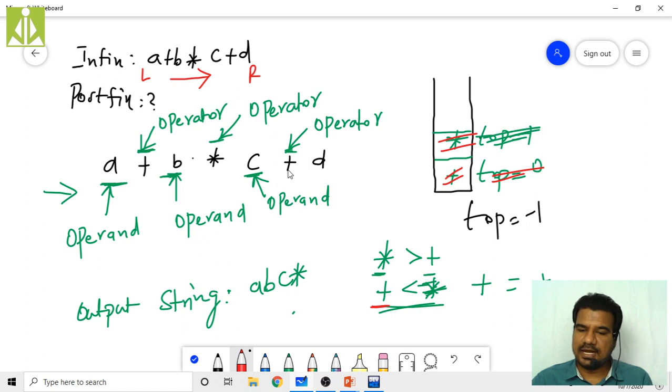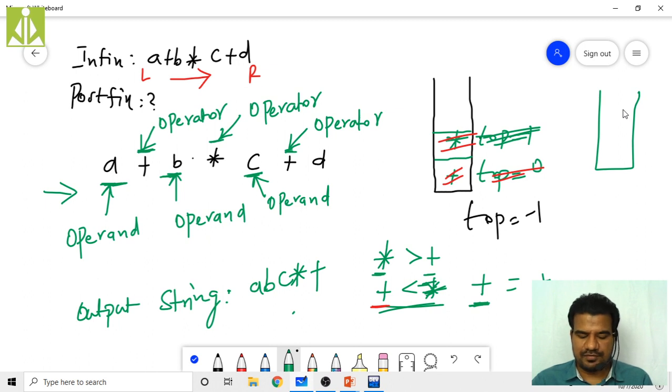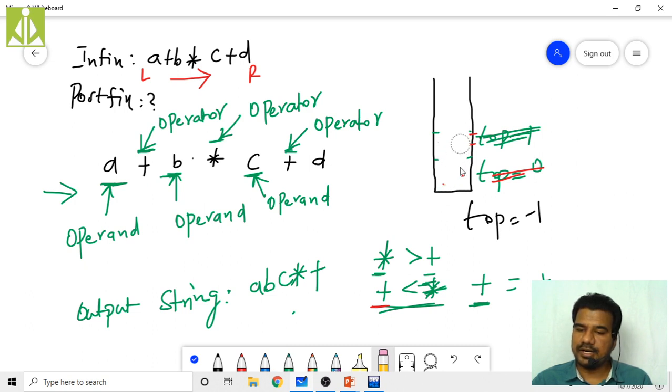So this plus, whatever we have popped, we are adding to the output string. So here plus will come. Okay, next what we have to do? Push the scanned plus to the stack. So instead of taking a new stack, I will rub this one so that you don't get any confusion.